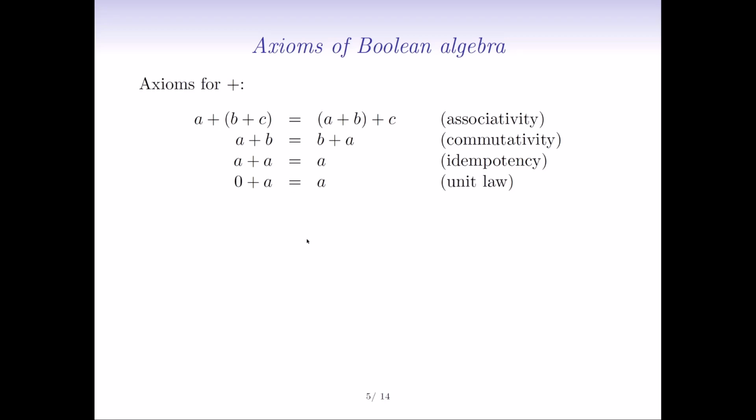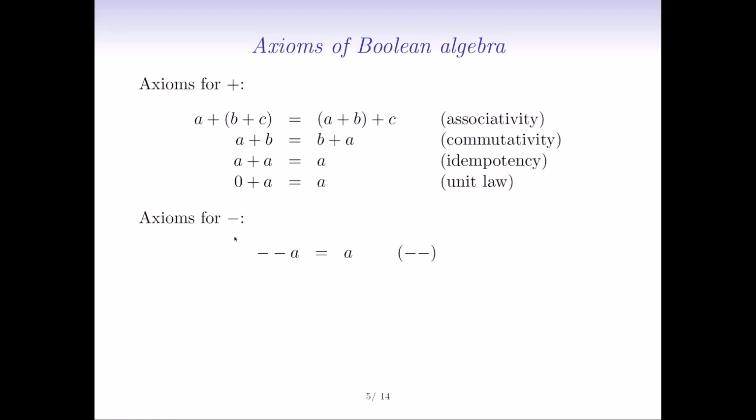Next we have the so-called unit law for the interaction with 0. 0 plus a is equal to a. Now that's true in standard algebra, but it's also true if you read 0 as being false, or an unsatisfiable formula, and plus is or. Because if we have false or a, well, since false is impossible, that's exactly the same thing as a itself.